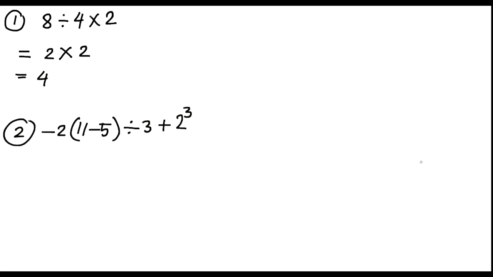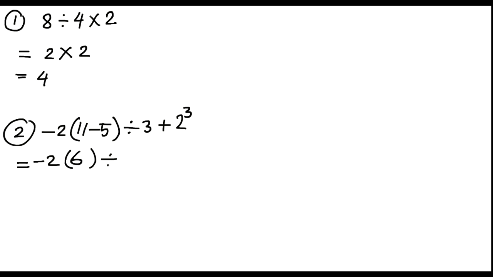Let's have another example. Here we have different kinds of operations. First we have brackets, so we will go for the brackets first. Inside the bracket, whatever you have, you will do. So we have a subtraction here. Inside the bracket, whatever operation you have to do. After subtracting this one, I have 6.